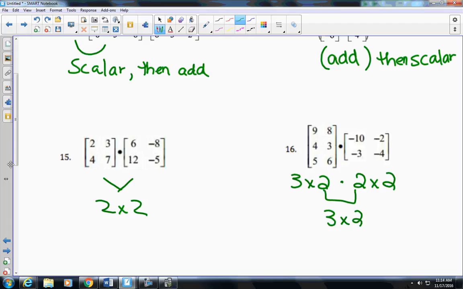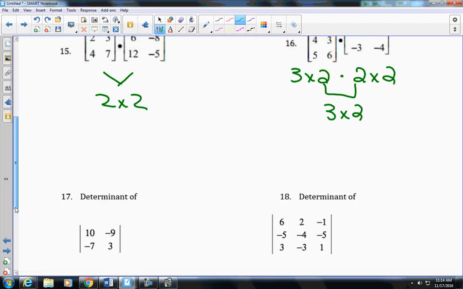Start out by writing down what your dimensions are in row by column, then do your operations. Don't waste time just automatically going to the calculator and then realizing, oh wait, I couldn't even multiply that to begin with. Okay.